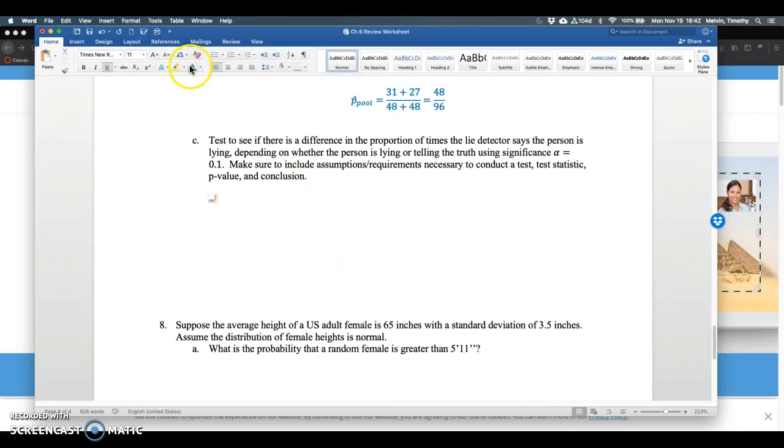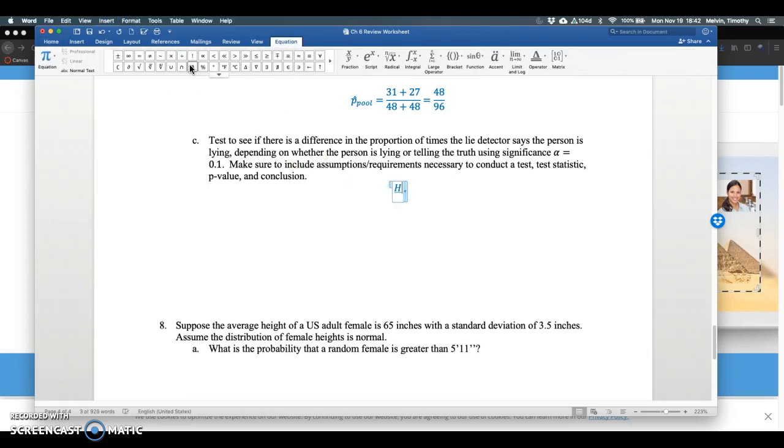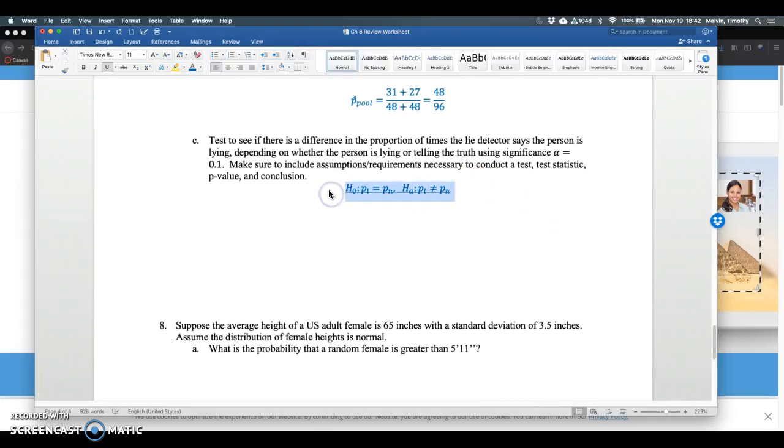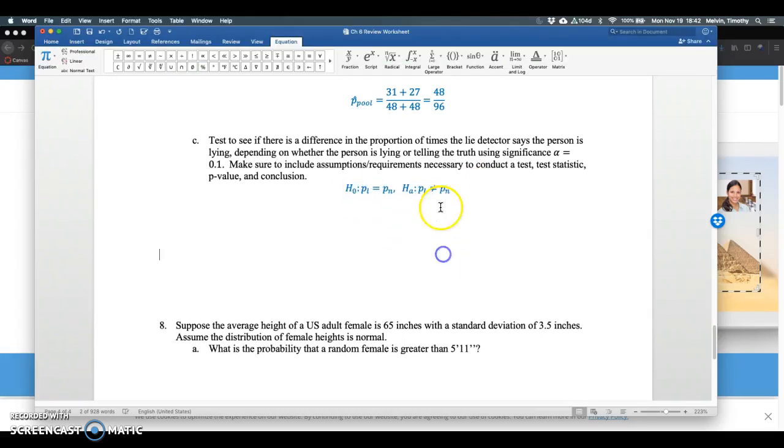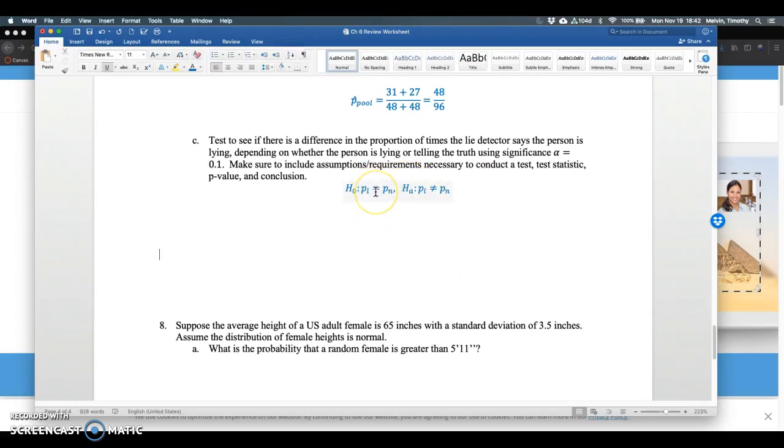All right, so I want to go through the entire process of setting up a hypothesis test. H0 is p sub L equals p sub N. And the alternative hypothesis would be p sub L is not equal to p sub N. So here I've got my null and alternative hypothesis. We assume the proportions are equal, and the alternative is that they are not equal.